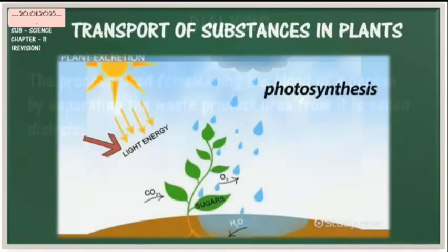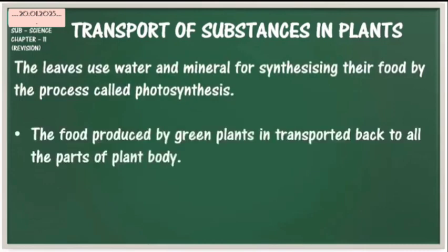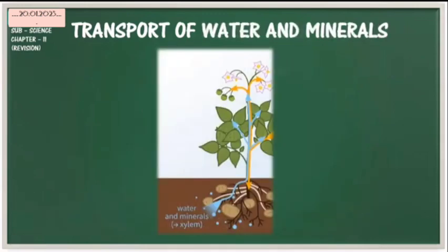Now, transport of substances in plants. Plants take up water and dissolved minerals from the soil through their roots and transport it to their leaves. The leaves use this water and mineral for synthesizing their food by the process called photosynthesis. The food produced by green plants is transported back to all the parts of the plant body. Therefore, it is clear that plants also need a transport system for carrying water, minerals, and food through various parts of their body.